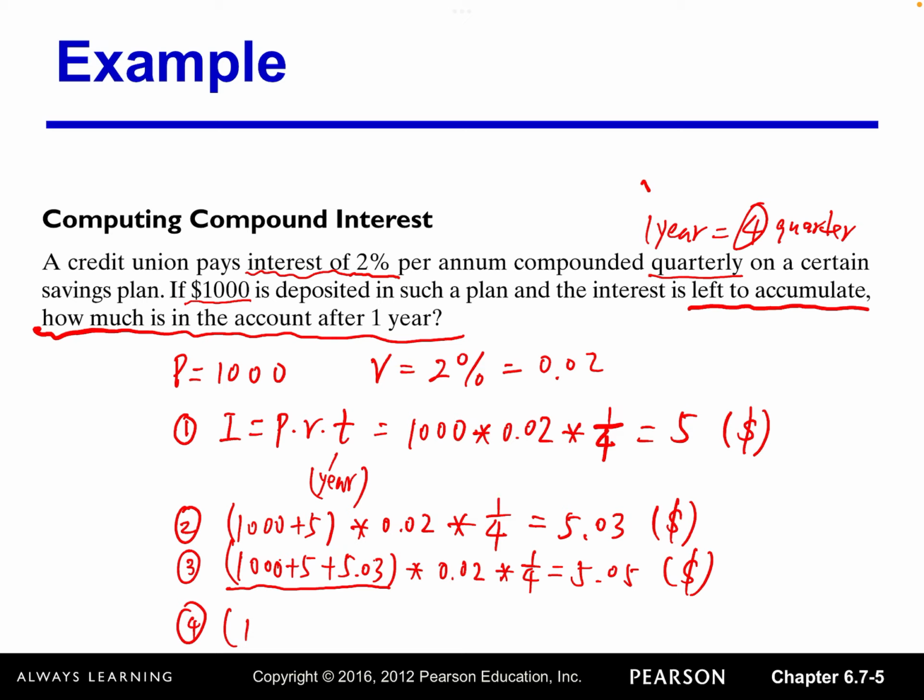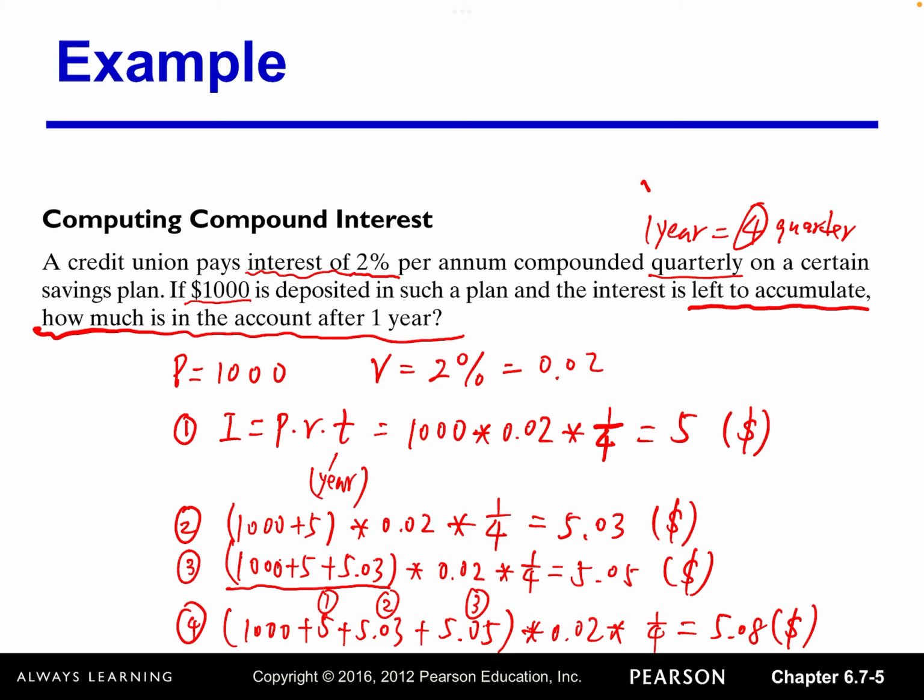And then for the last quarter, we find the initial principal plus first quarter interest made, plus second quarter interest made, plus third quarter interest made. Now we calculate at the end of the fourth quarter, which is a year, how much money is in the account, how much interest we made. That will be 5.08. Okay, that's how much interest was made in the fourth quarter.